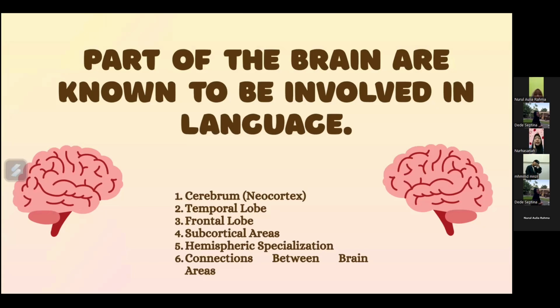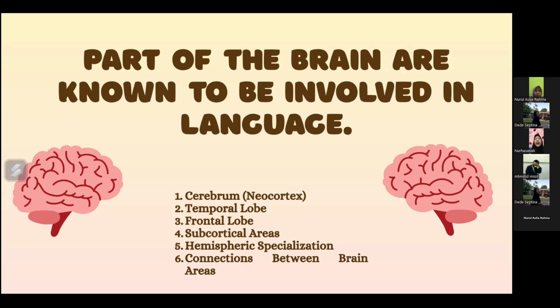Okay, thank you. So I will talk about parts of the brain that are known to be involved in language. For the first, we have the cerebrum, or the neocortex, the thinking part of the brain. This is the largest part of the brain, responsible for thinking, moving, feeling, and language. It has different sections, including the temporal lobe and frontal lobe, which are important for language.